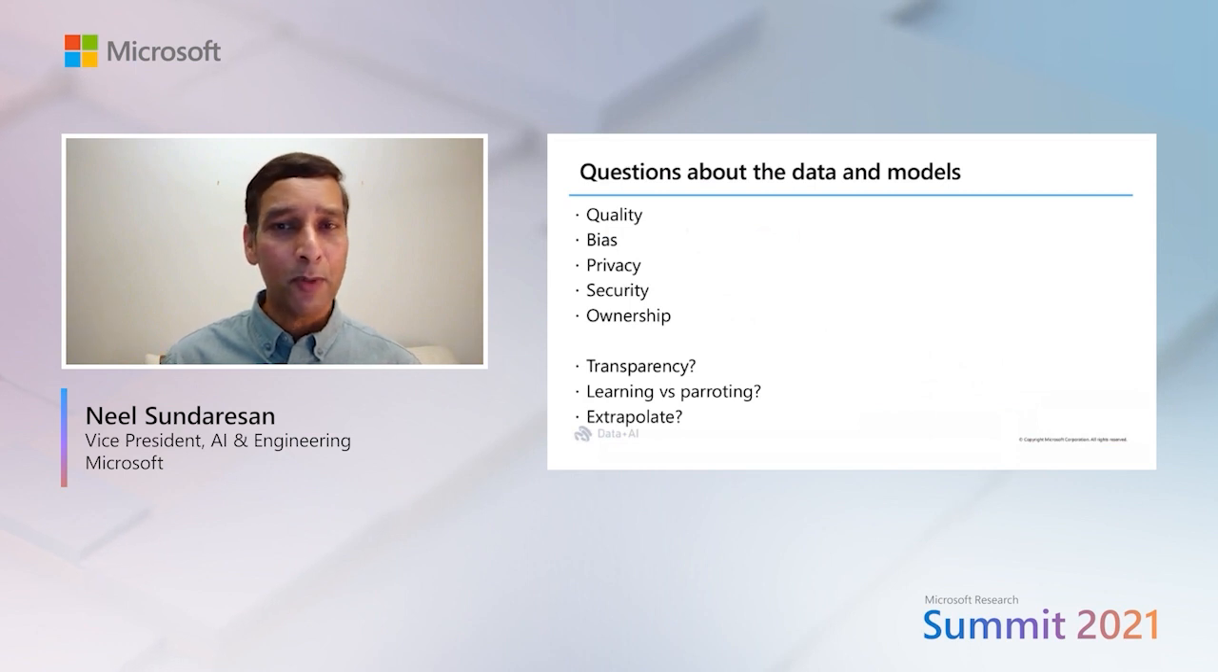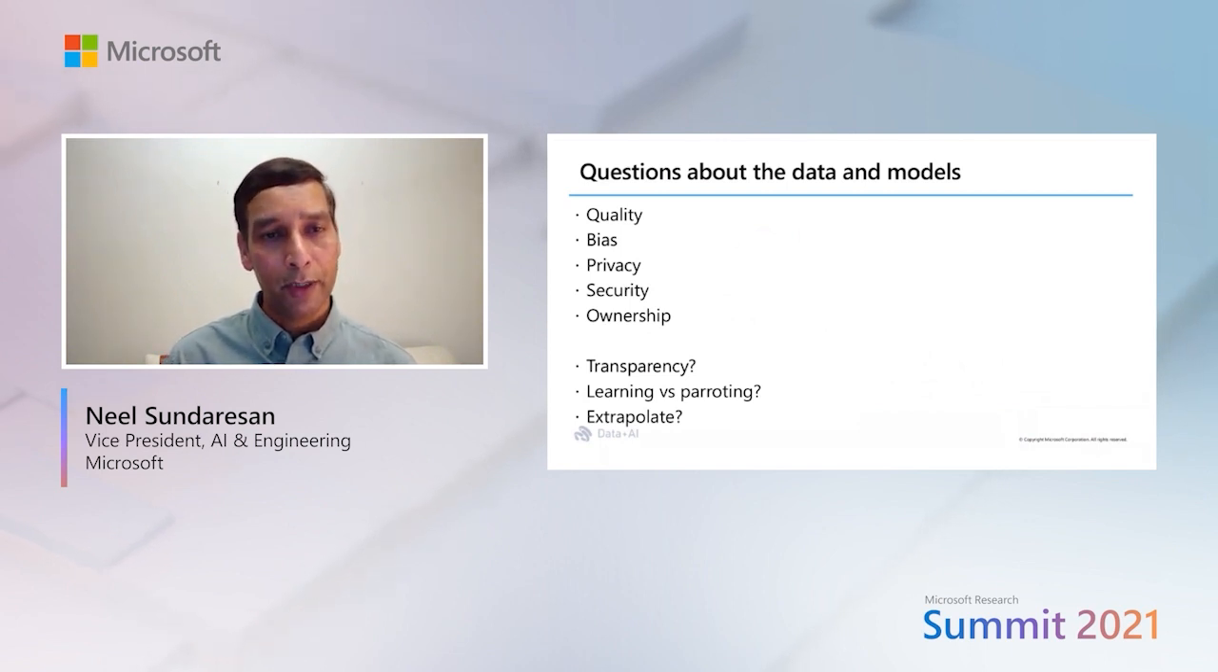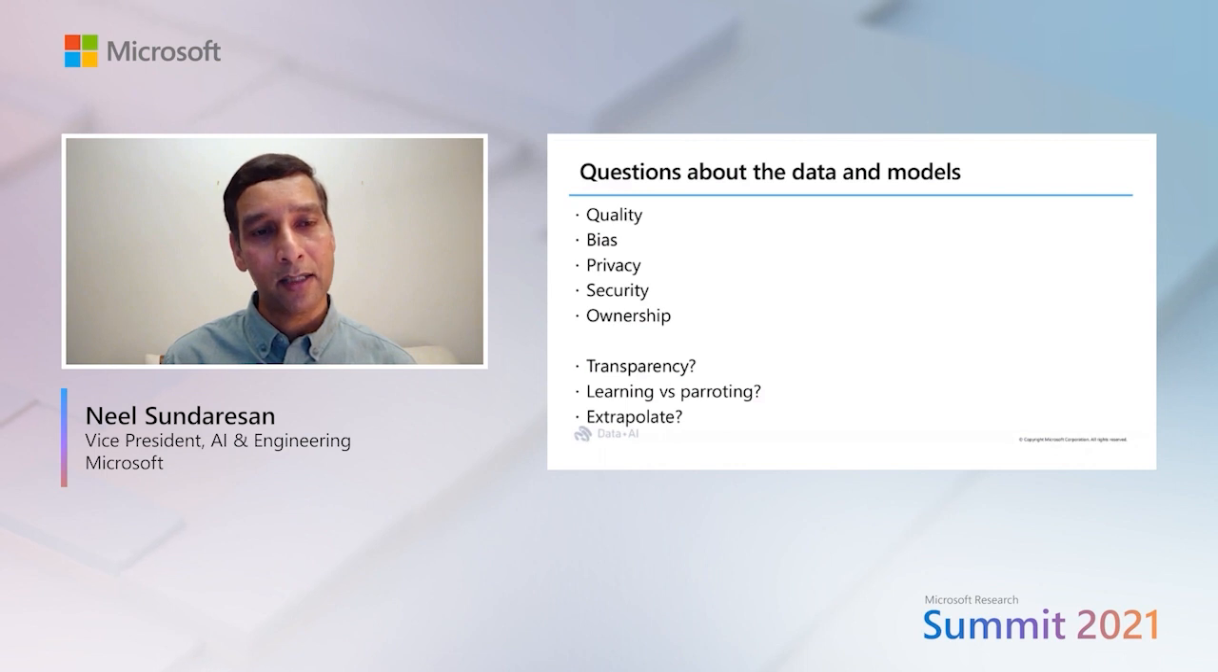Then we have other questions about the data and the models. How good is the data? What is the quality of the data? What kind of biases do you see? Pretty much any data that you gather at large scale has this Zipf property, where you've got a heavy head and a long tail.